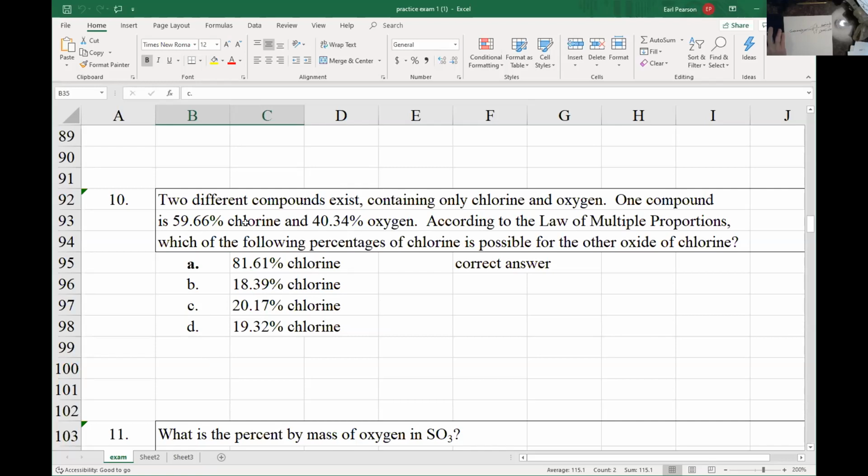Okay, remember how we have to do the law of multiple proportions. We have to get the amount of chlorine the same in all of my samples, and the amount of oxygen, how much it would be for that same amount of chlorine. Now, in this particular compound, say if I had a 100-gram sample, it would have 59.66 grams of chlorine and 40.34 grams of oxygen. Let me stop the share a minute so you can see my screen, and I'll set that up for you.